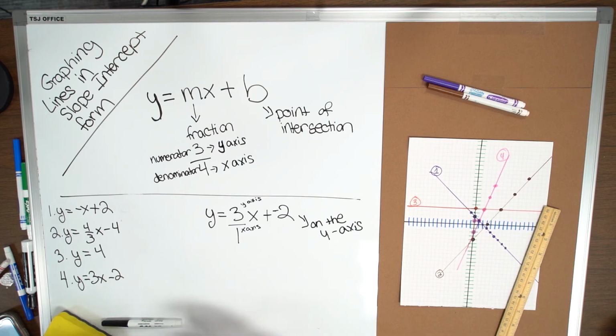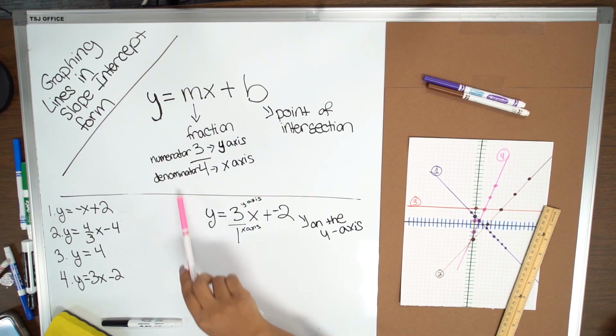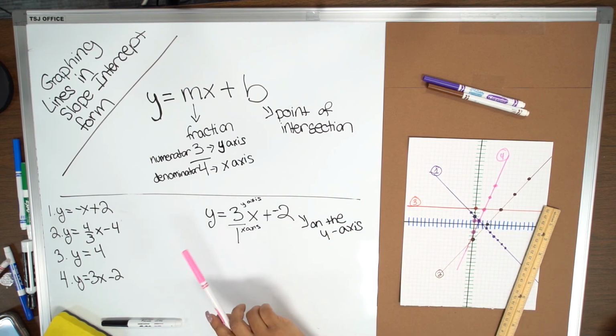Okay, so hopefully this helped. Hopefully you see now how to graph a line that is in slope intercept form, because y equals mx plus b. Hopefully this helped. If it did, let us know. If it didn't, let us know.